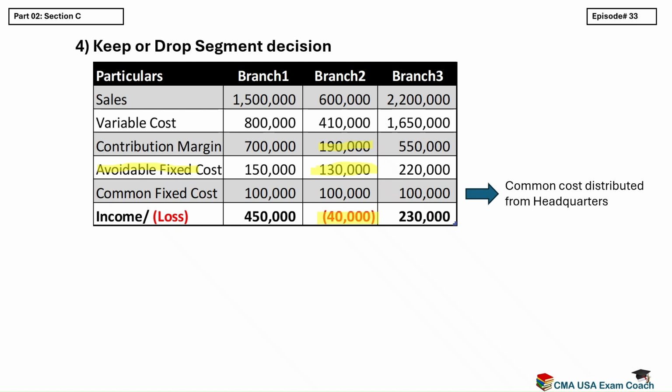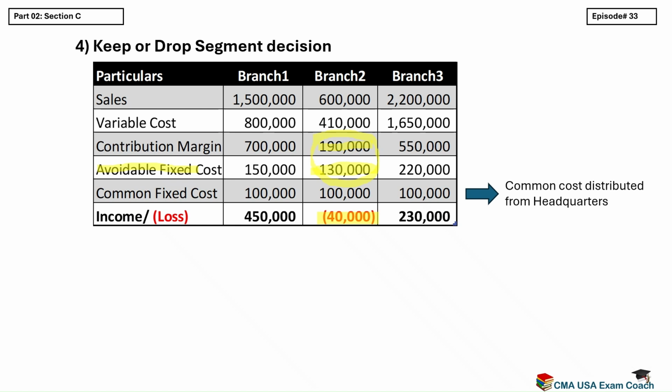We save $130,000 but lose $190,000. That's not a good deal, right? The net loss from that decision would be $60,000, which means even though the branch is showing a loss of $40,000 on the books, by keeping it, we are actually better off by $60,000 compared to closing it.